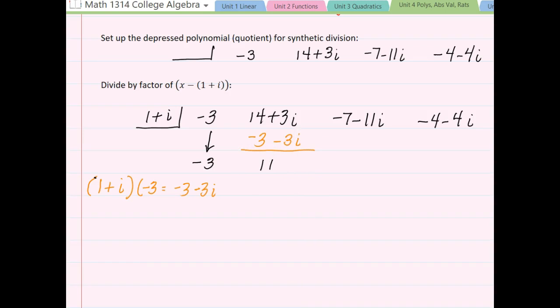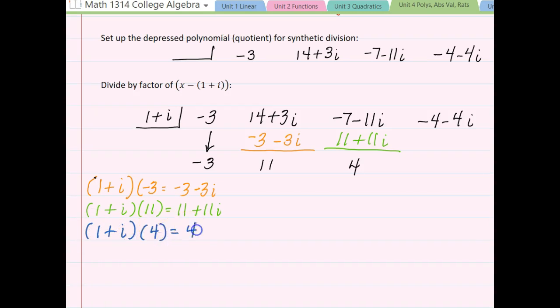After adding, now we need to multiply 1 plus i times 11. That will give me 11 plus 11i. I'm going to add that to the next number. When I add, I'm going to have positive 4. Now we need to multiply 1 plus i times 4. That will give us 4 plus 4i. We're going to add that to the last number, and when we do that, we're going to get 0. We're not surprised because we knew that 1 plus i was a zero.